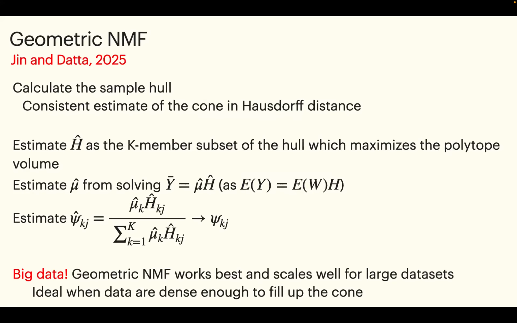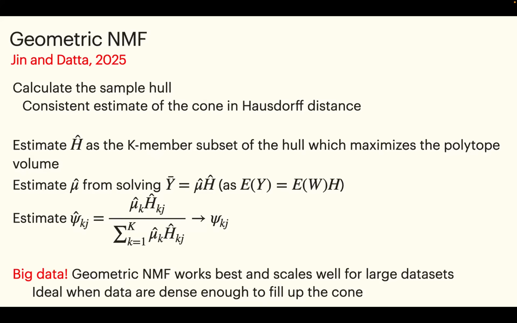What we do is we calculate the sample hull of our point cloud, and that will approximate the true cone. And you can show that as we get more and more data, the shape of the hull becomes very similar to the shape of the true cone. Then we take the K points in the hull which maximize the volume of the cone, and that gives you a consistent estimate of this H matrix up to some scaling, and then you can solve for the mean vector mu using the NMF factorization.